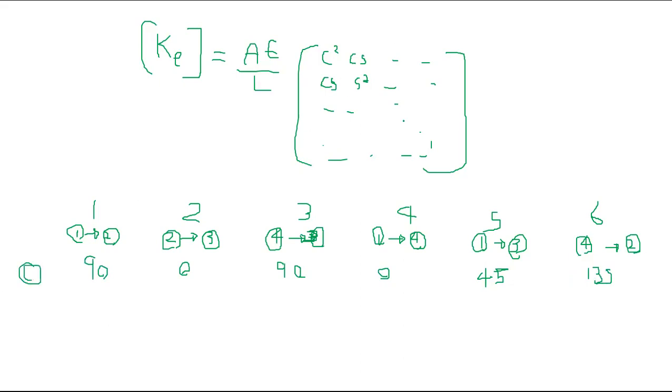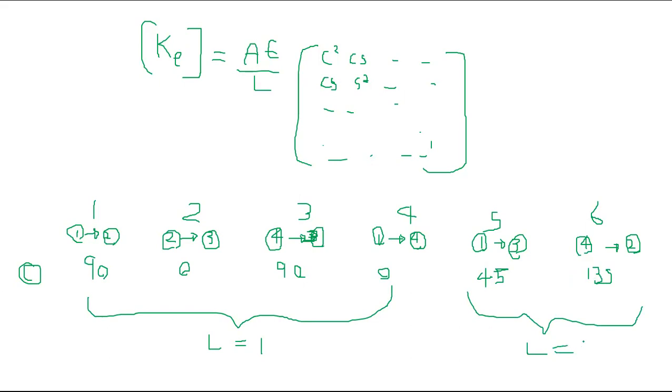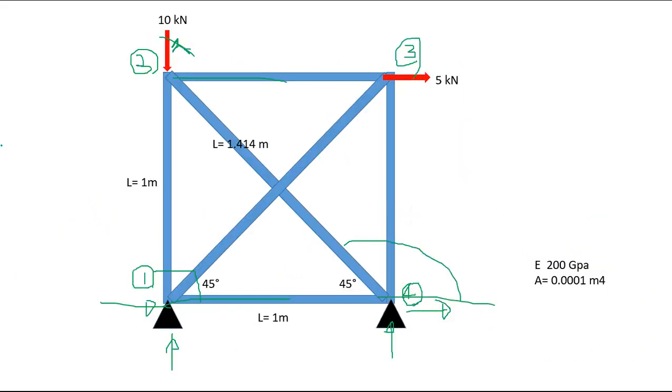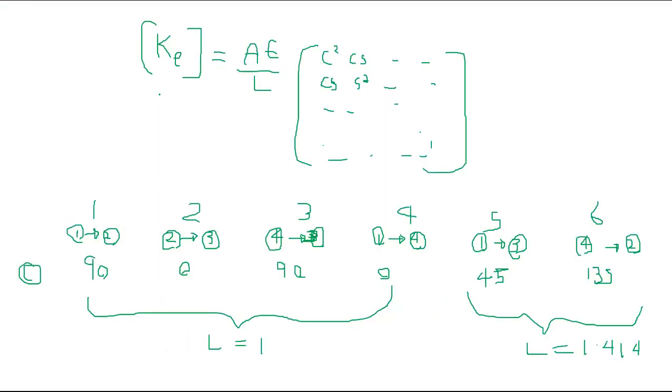Now you can determine the stiffness matrix and A. So for the first 4 elements, L is 1 meter. Other things are not going to change. For these two, L is 1.41 meters. Right? AE does not change, AE is the same. So we can use an Excel spreadsheet to calculate these values and assemble it, right?